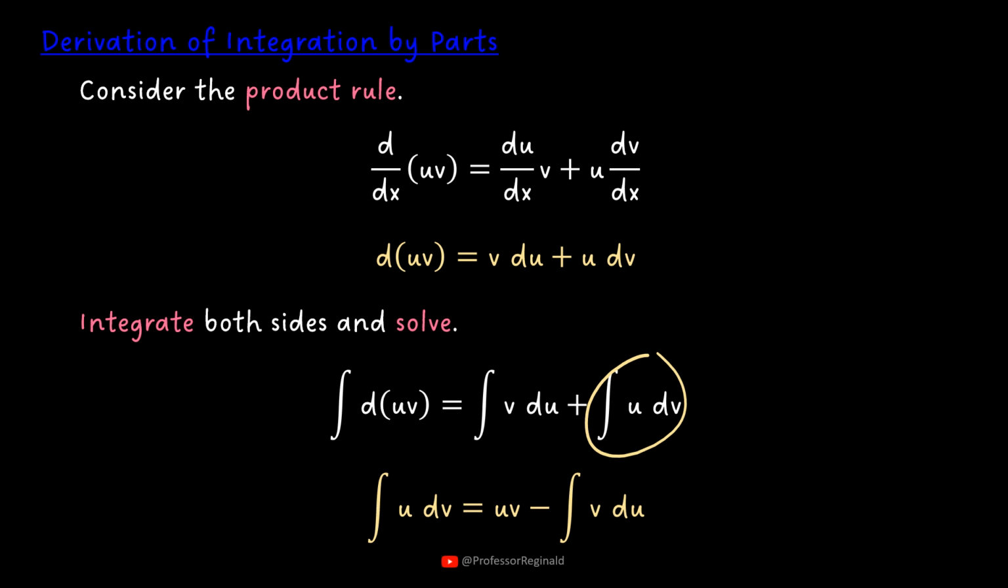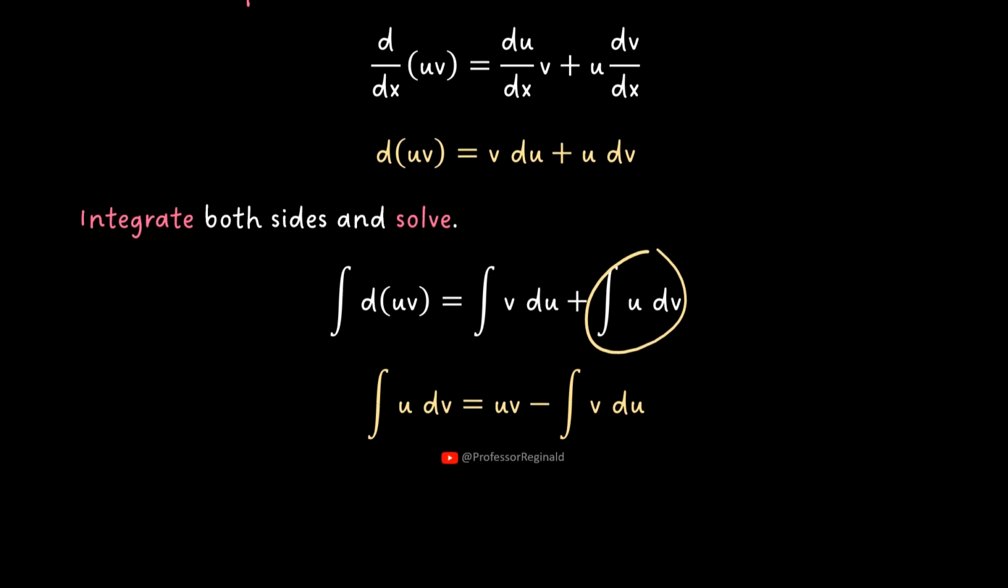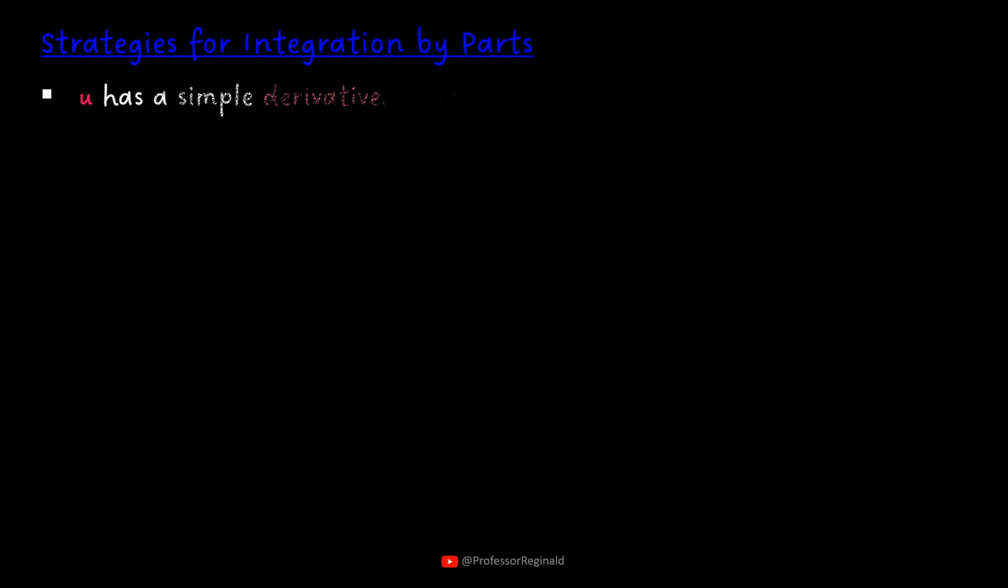An indefinite integral can be solved using integration by parts if using the formula results into a product and a simpler integral. Wrong choices for u and dv can result into an even more complicated integral. Strategies for integration by parts. Choose u such that it has a simple derivative, while dv has a simple integral. In other words, choose them such that the integral of v du is simpler than the original integral.